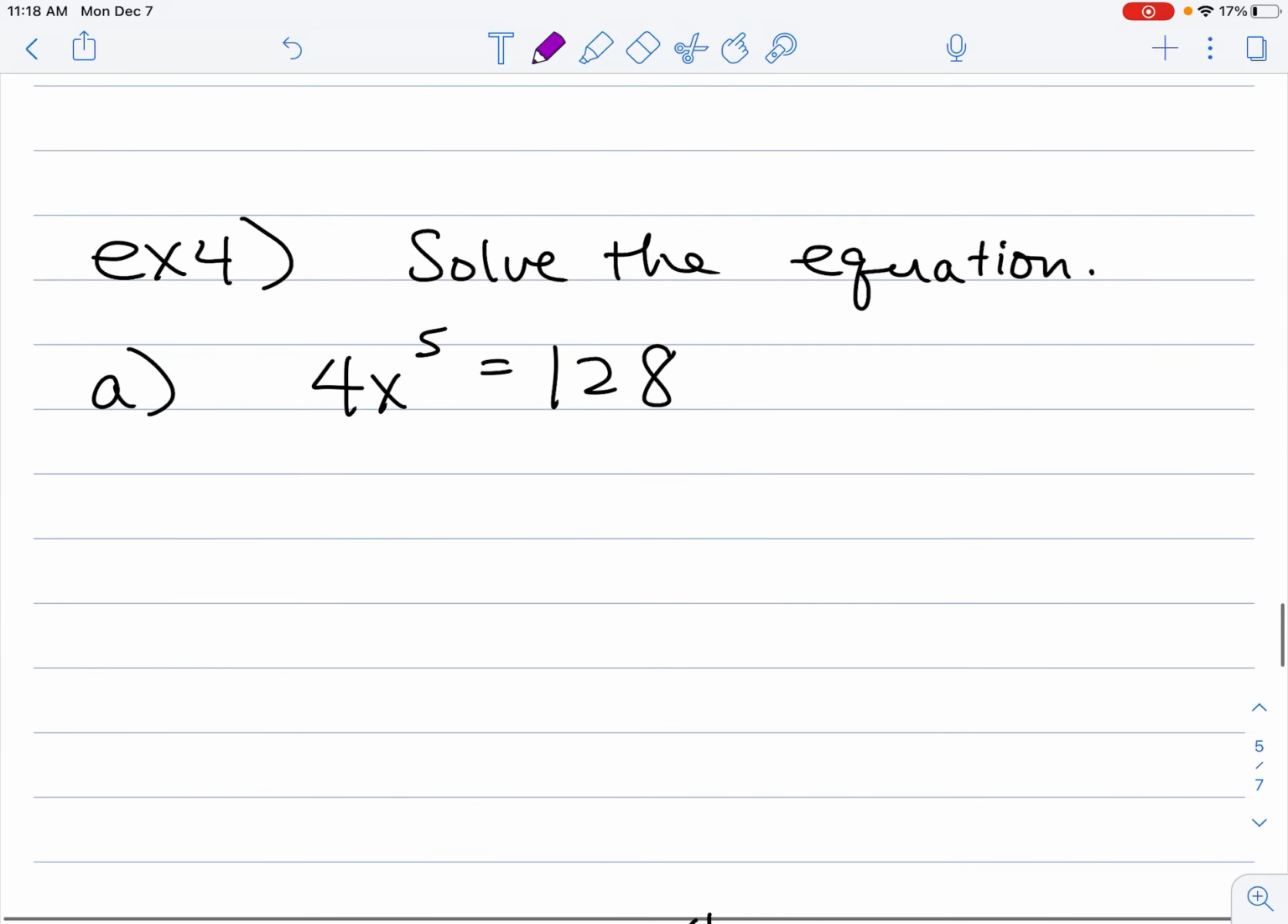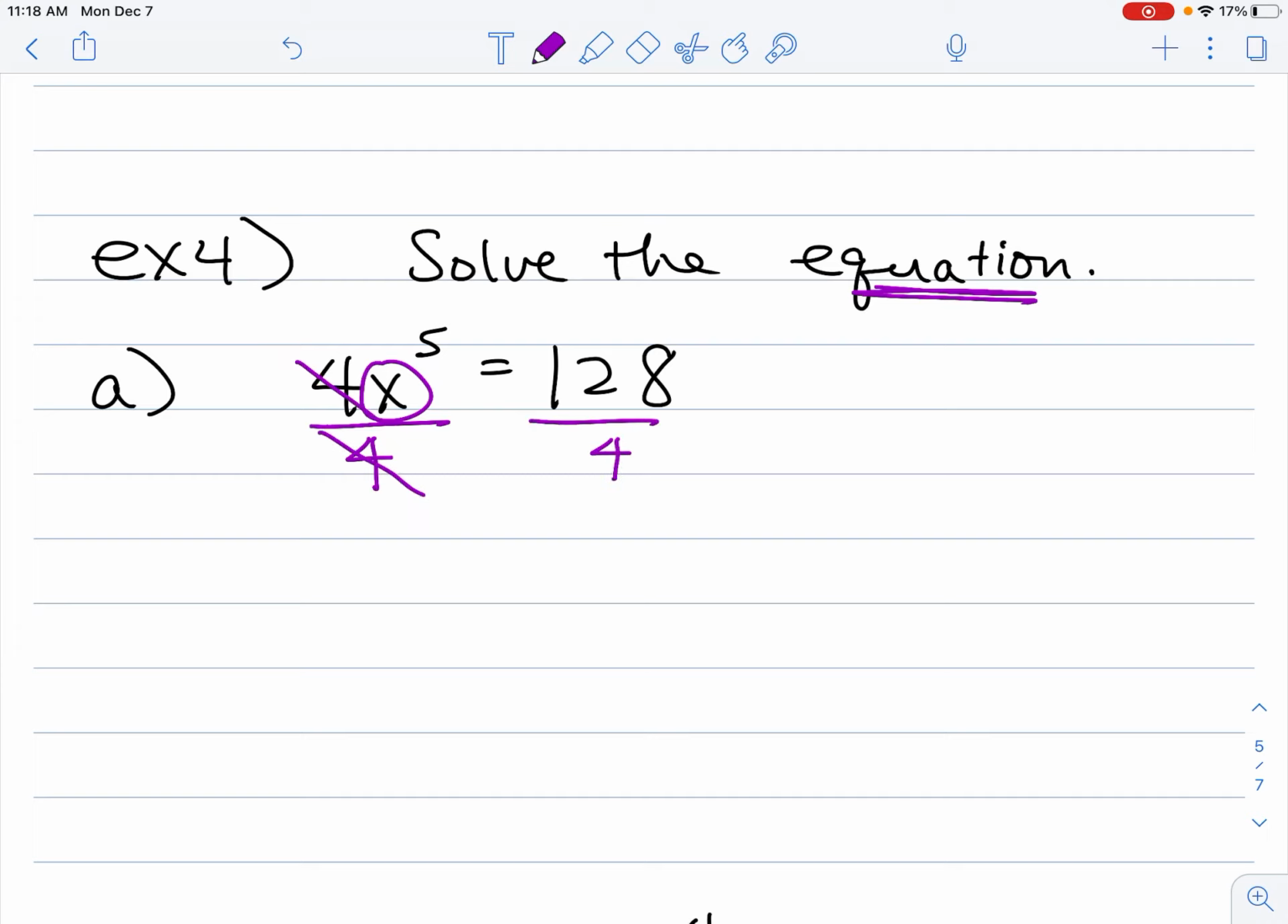Okay, and then this last one that I'm going to do right now, and then we'll do the rest in class. To solve this equation, remember that we want to get x by itself. So we're going to pull off what we can to get the x by itself. So first thing I'm going to do that's easiest is I'm going to divide both sides by the coefficient of 4 in front of the x. So I end up with x to the 5th equals 128 divided by 4. I'm putting that on my calculator.